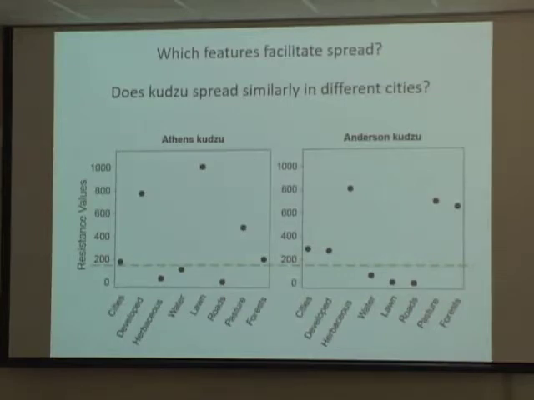With these data, I have 2 questions. Which features facilitate spread, and does kudzu spread similarly in different cities? So what I'm showing here is that in Athens kudzu, herbaceous area, water, and roads facilitate spread, but in Anderson kudzu, water, lawn, and roads facilitate spread. And there are some big differences between the two. So developed is a lot lower in Anderson, and this means area with 20 to 50% impervious surface. I'm calling developed area. Herbaceous area is more inhibitory in Anderson kudzu than in Athens. Lawns facilitate spread only in Anderson, and forests inhibit spread more so in Anderson.